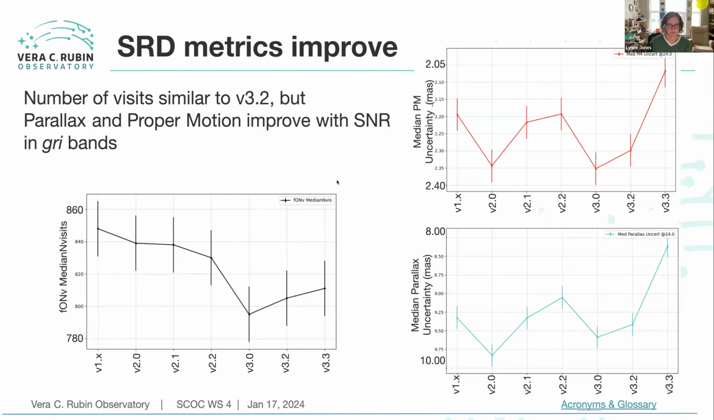The SRD metrics improve. So here, this is the SRD number. This is the median number of visits per pointing in the wide, fast, deep, is basically what this translates to. And you can see all the way through from V1 to 3.3. And this is relatively neutral because, again, we don't get that many more visits per pointing, but you see that the uncertainty in proper motion and the uncertainty in parallax have decreased. Note that up is better, and these are smaller numbers. These are in milliarcseconds. So this is the SRD metric about the proper motion uncertainty for faint stars, and this is the parallax uncertainty for faint stars. And because of that improved signal to noise in GRI bands, that's what's driving these improvements.